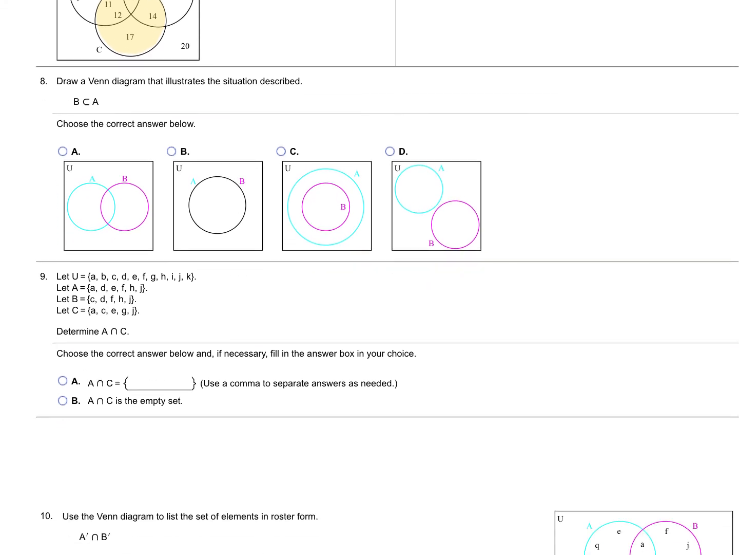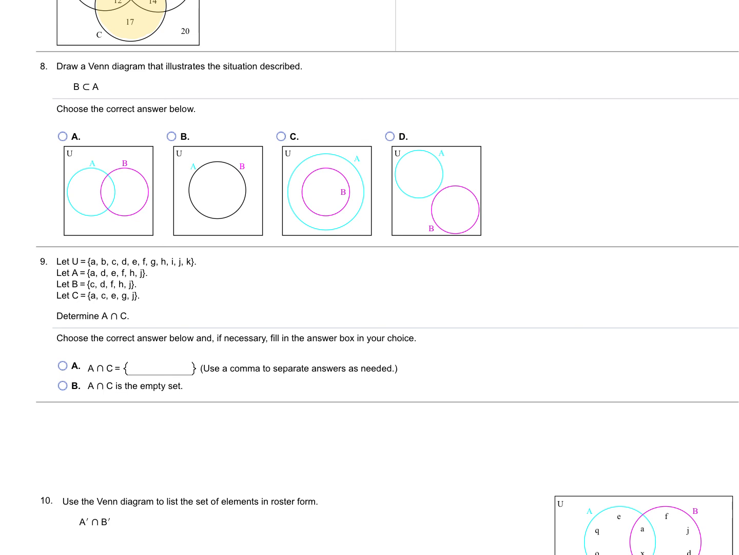Number 8. Draw a Venn diagram that illustrates the situation described. B is a proper subset of A. Okay, that means that B is going to live within A. Everything that's in B is also in A, but A is a larger set containing more items than B. So that would be choice C, right? B is completely living within A. That's what it means to be a proper subset.